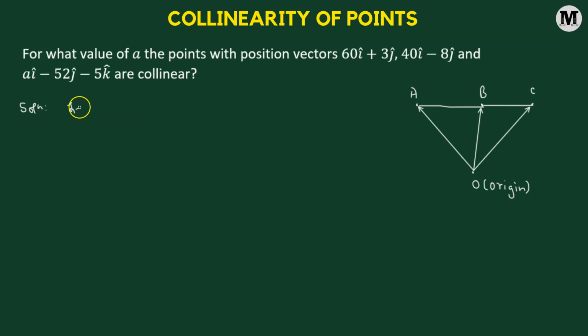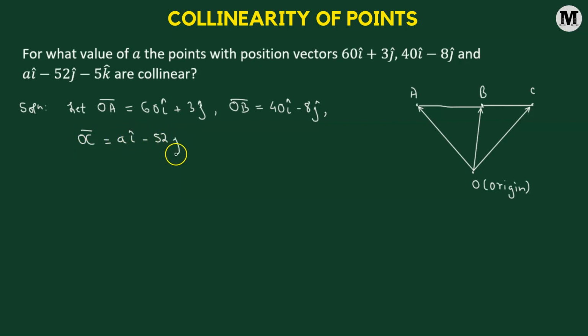So, let us suppose that the position vector of point A, the OA vector, is defined by 6i cap plus 3j cap. The position vector of point B, which we denote by OB vector, is given by 40i cap minus 8j cap. And the position vector of point C, OC vector, is a times i cap minus 52j cap minus 5k cap. Fine. Now we will find the vector AB.